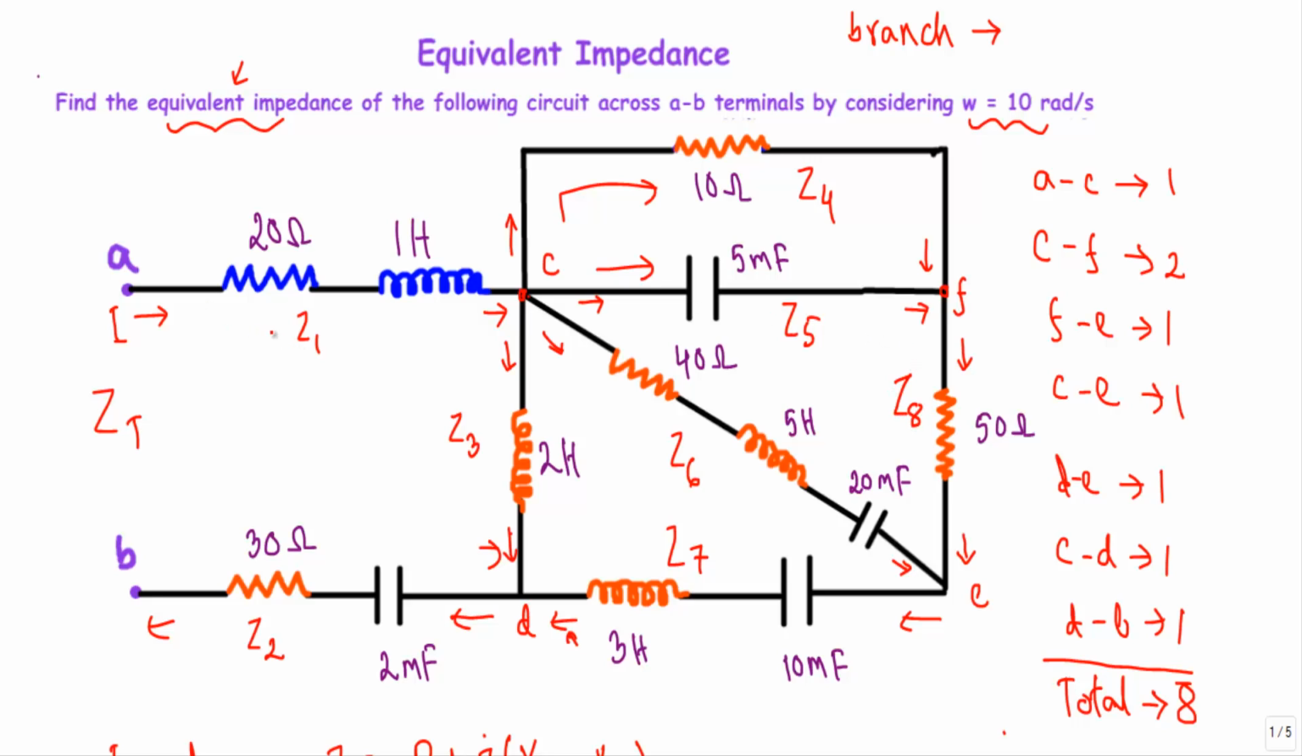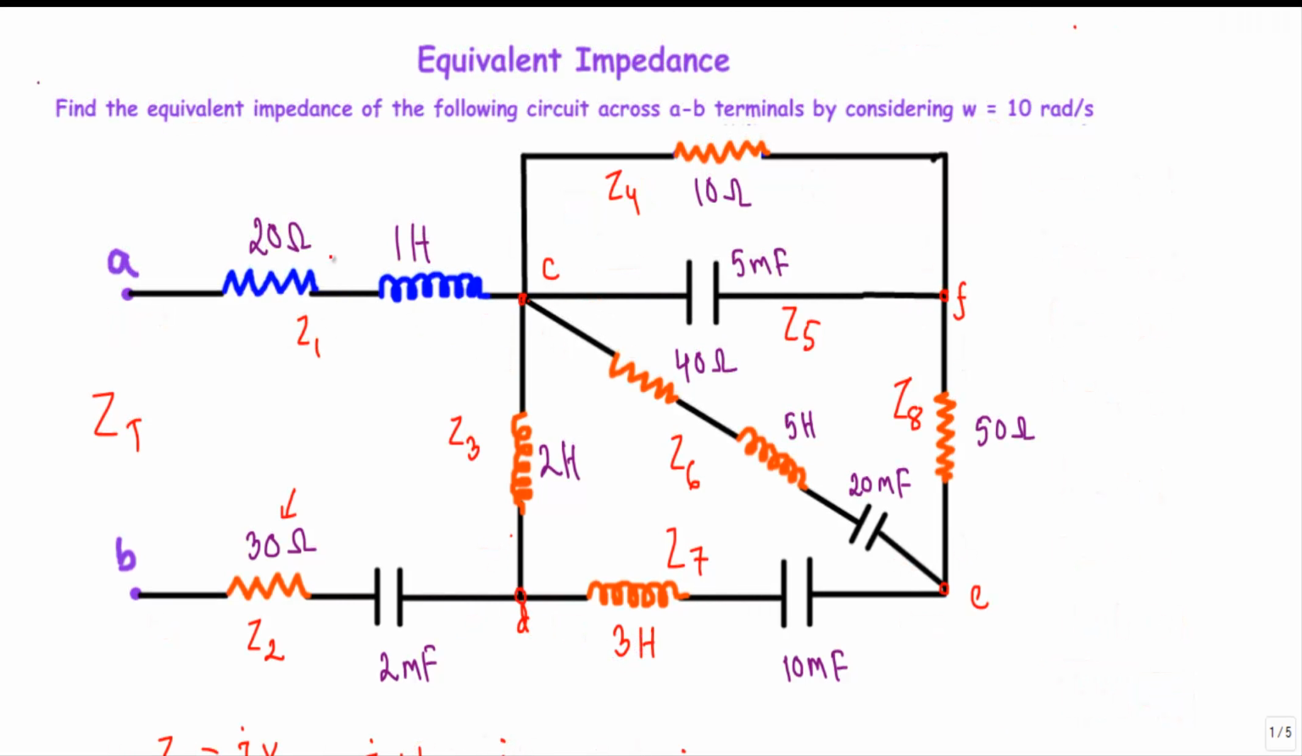Okay, see, I have indicated the branch impedances. Now I will calculate the Z1, Z2, Z3 up to Z8 using the value of resistor, inductor and capacitors. After that I will replace the branches with their equivalent branch impedances.